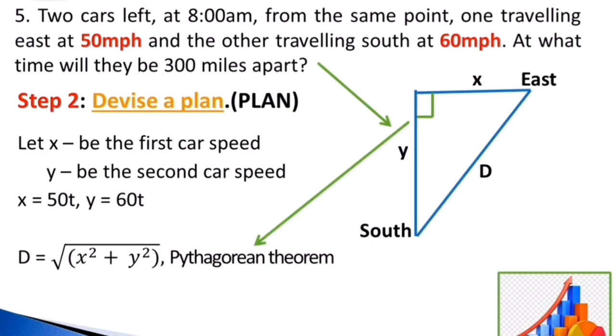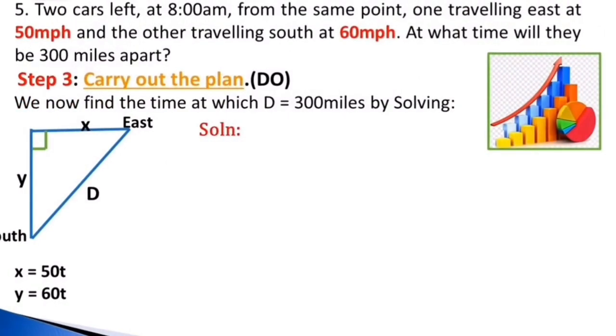So we're going to use the equation to solve for the value of t, or the time required for them to be 300 miles apart. Of course, with the use of the Pythagorean theorem because it forms a right angle here. Okay, let us now carry out the plan.